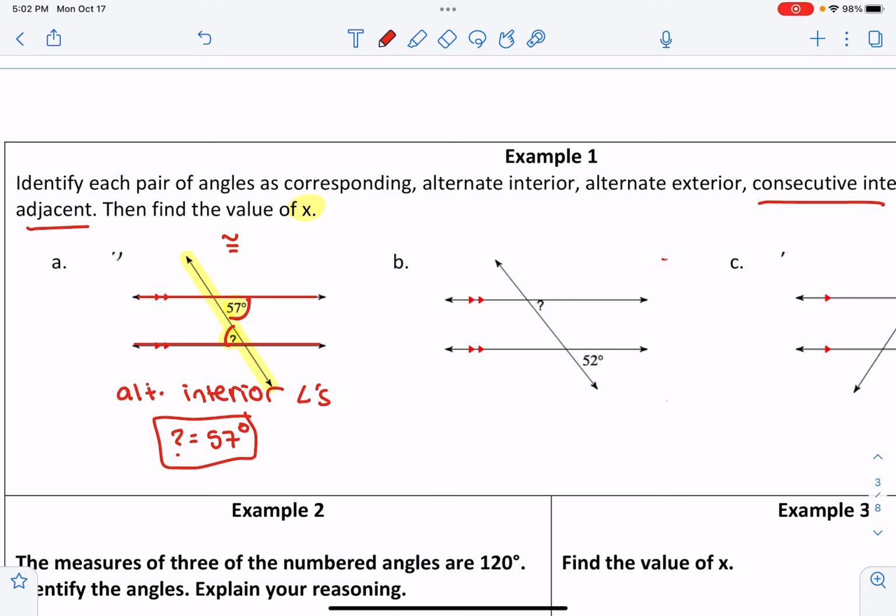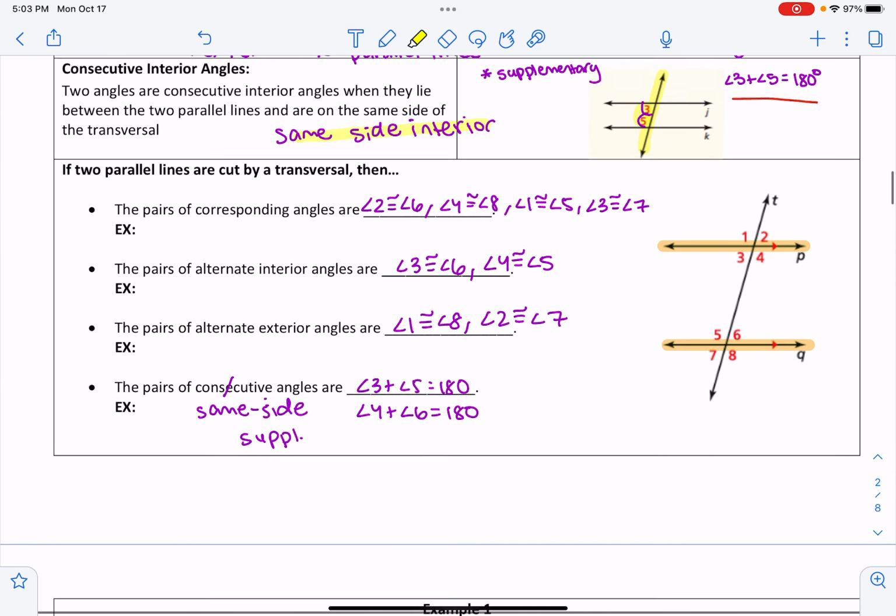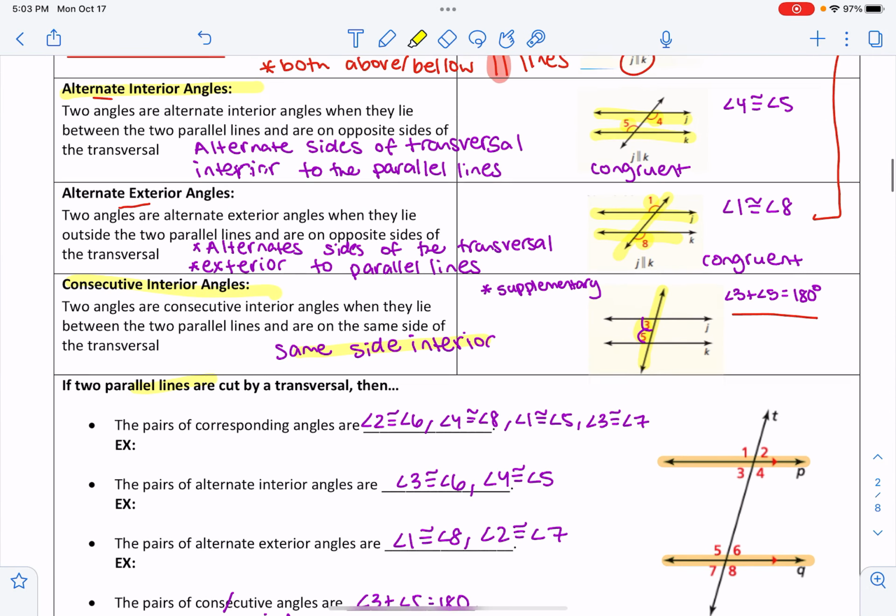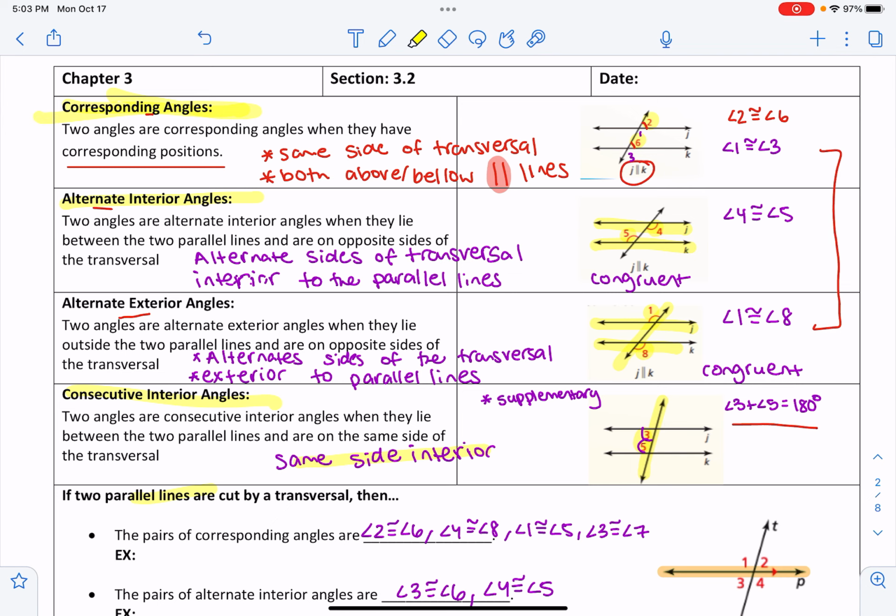degrees. All right, so now looking at B, we highlight our transversal. Let's outline our parallel lines. So if you notice, on this one, our question mark and our 52 are on the same side. So when they're on the same side, that narrows it down to either consecutive interior or corresponding.